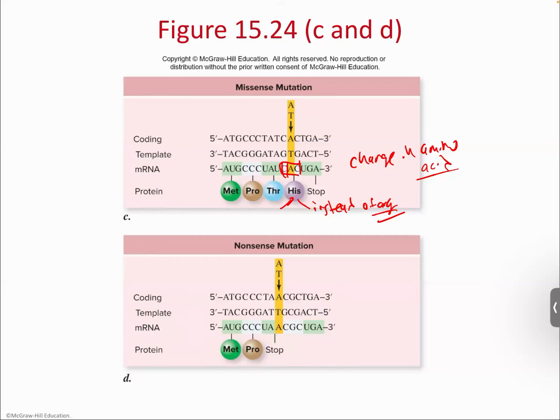Now the other one, the nonsense mutation. This one's going to give you a premature stop, right? So for instance, now you've got UAA, so you get to methionine, proline, and then you hit this stop codon, and then that truncates the protein. So this gives you a truncated protein.